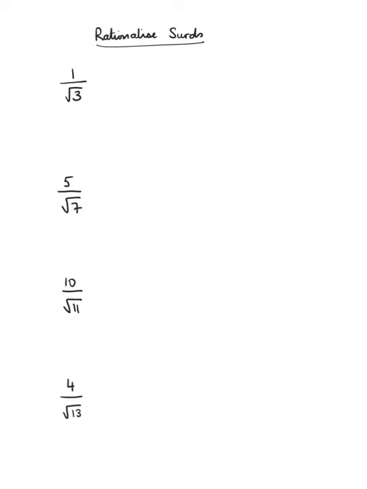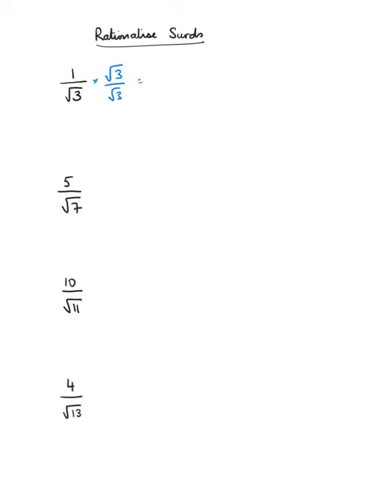Now to do this, we're always going to multiply by 1. So of course if we multiply by 1, we're not changing the value of the fraction that we already have. But we just need to be smart with how we're doing that. With this question here, I'm going to multiply by root 3 over root 3. Now of course root 3 over root 3 does have a value of 1.